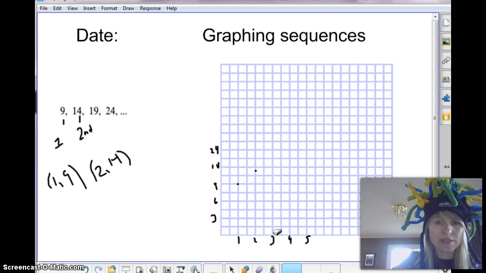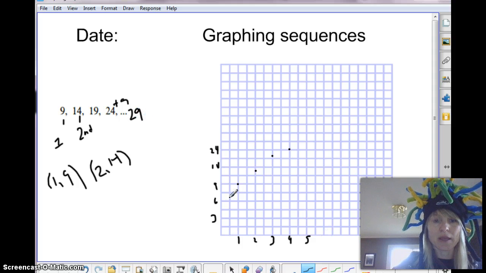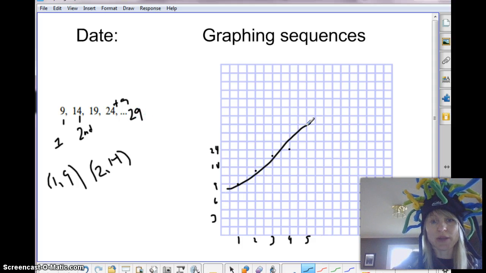So what do we say? 3 was 19, so that would be up here. And then 4 is 24. If I wanted to do 5, I would add 5 to this, right? And that would be 29. So that's just graphing it. I should make a line, if I did that a little nicer, right?